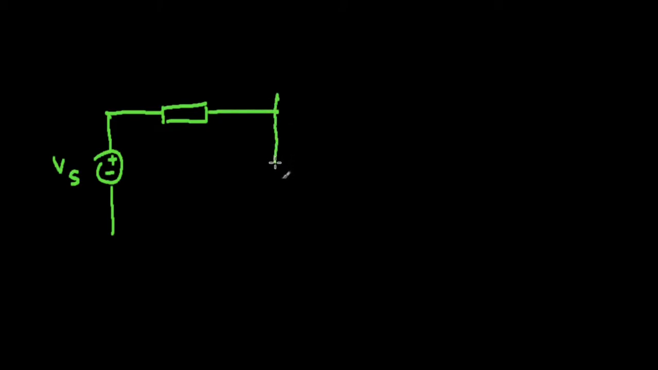So what I have here is a cell, which has an EMF of Vs. Then you have this resistor, then you have the op amp here. I'll try to make it as large as possible. Then you have this here.